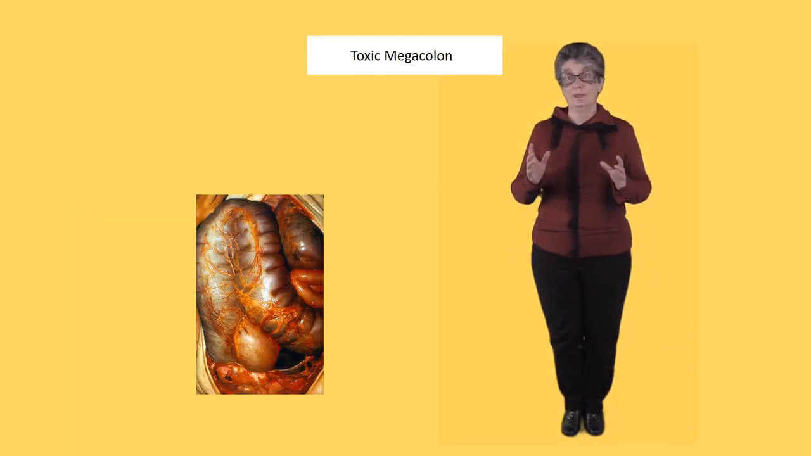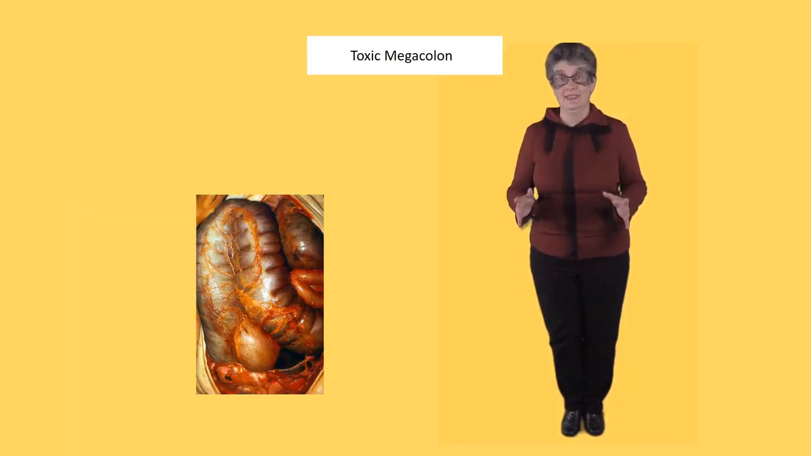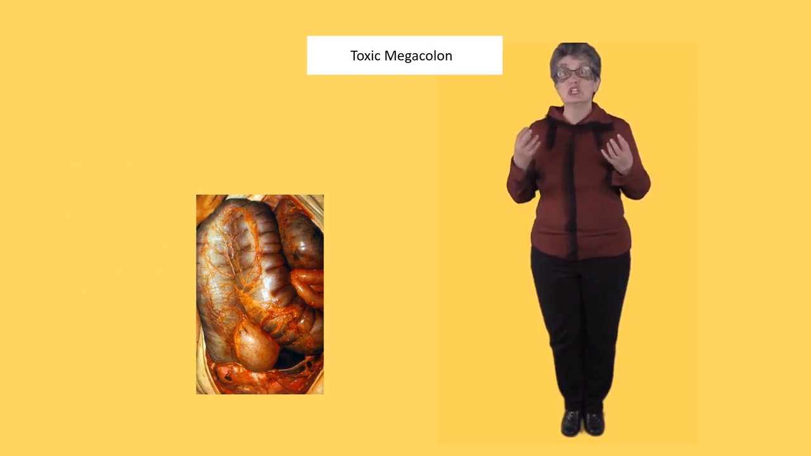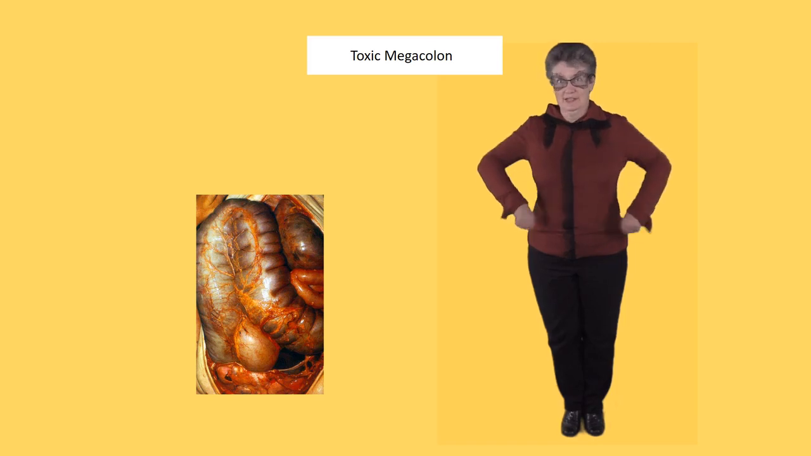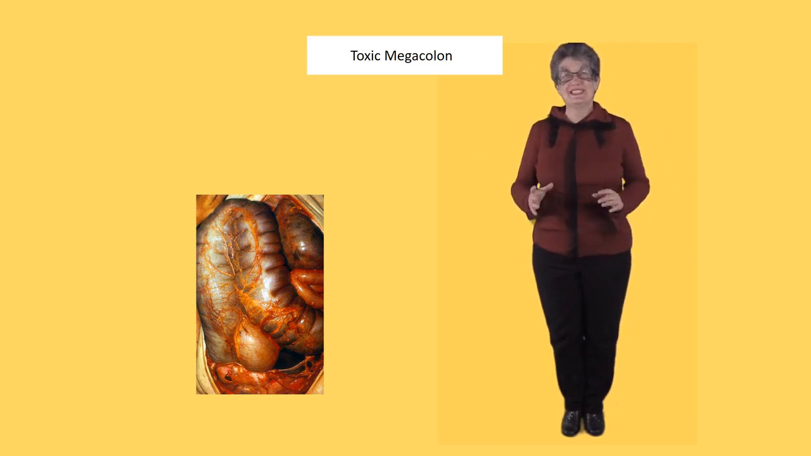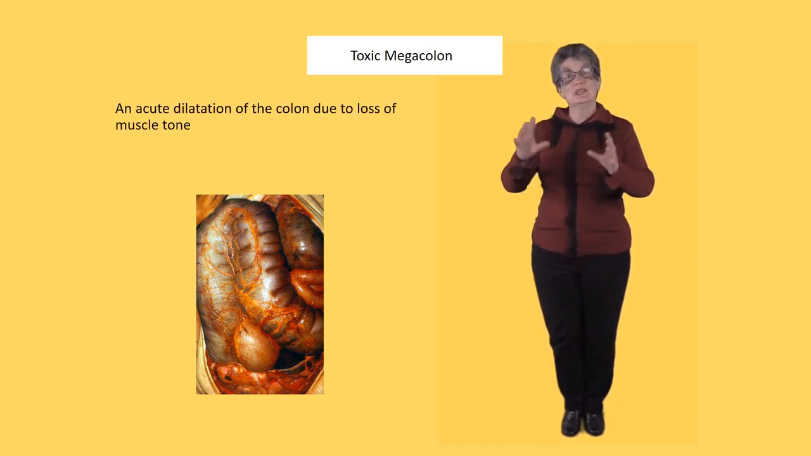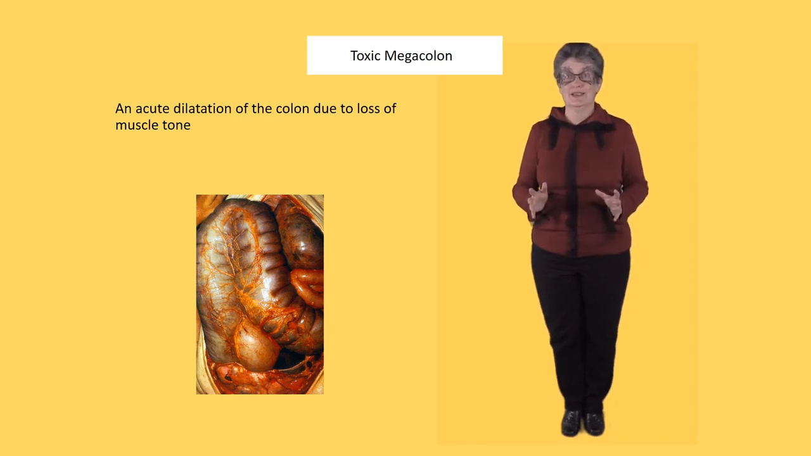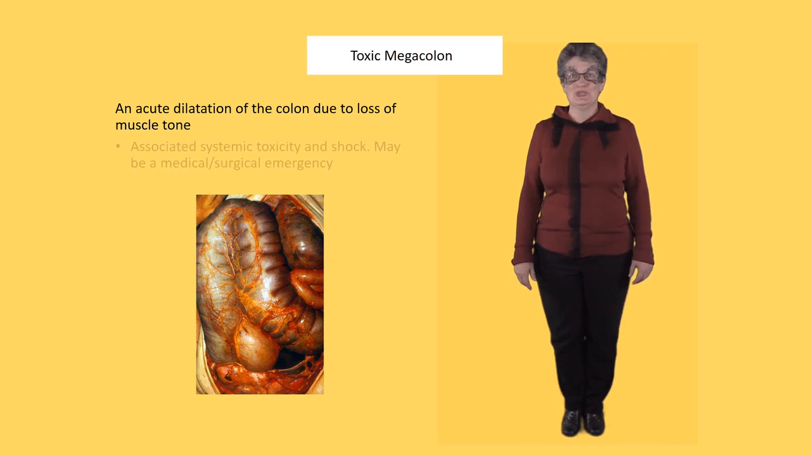The second complication that can cause death in ulcerative colitis is toxic megacolon. Sounds like a disease for a pathology superhero. What it actually is, is acute dilation of the colon due to loss of muscle tone in an acute attack of ulcerative colitis. It can cause systemic toxicity and shock and can be a medical and surgical emergency.